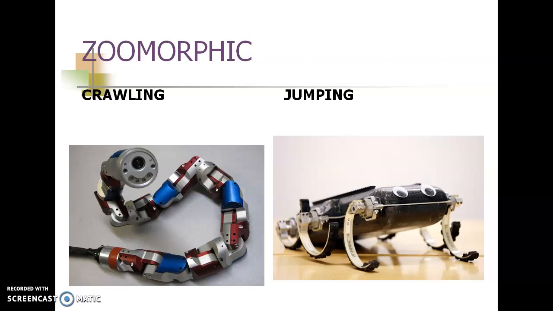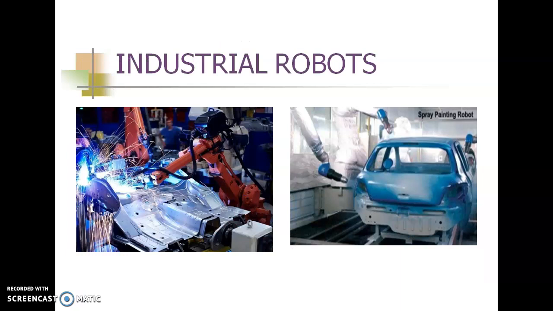By that, the human beings can be identified and they can be rescued quite easily. So that is the next kind of robot, called zoomorphic robots. The next one is a very important kind of robot. This is what we are going to study in depth. They are called industrial robots.